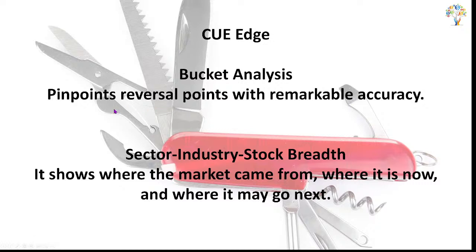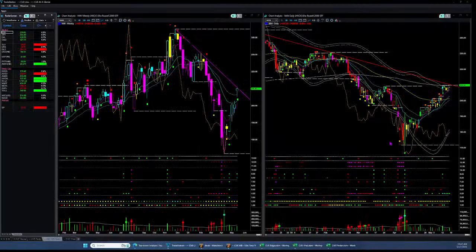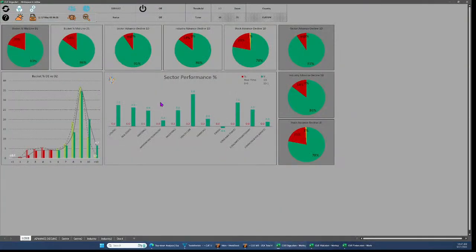Now bucket analysis works very well, and again I will show the proof of that. Works like clockwork. And QH also has sector industry stock breadth, shows where the market came from, where it is now, where it may go next. I don't trade without QH. It is always running on one of my monitors. This is QH. This is the workspace version. Most of the traders don't have workspace yet, but it will be released soon. You may see workspace is online.